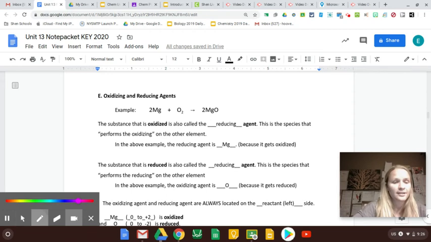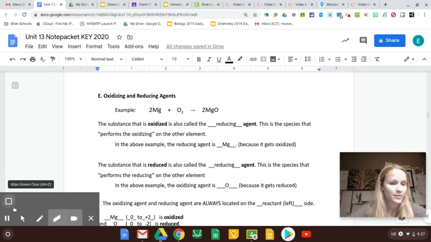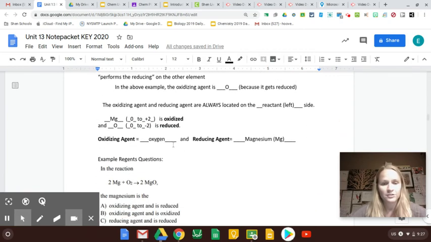This oxidizing and reducing agents is interesting. Maybe we'll circle back to it. It's not that hard. I just don't know if I'll have time for it. So for now, we're going to skip it. And those are my lovely children.